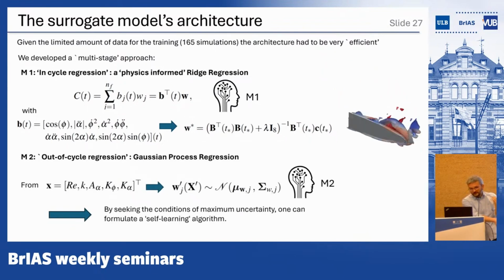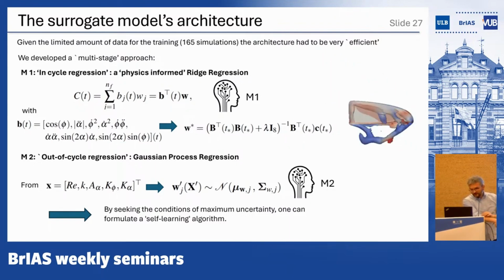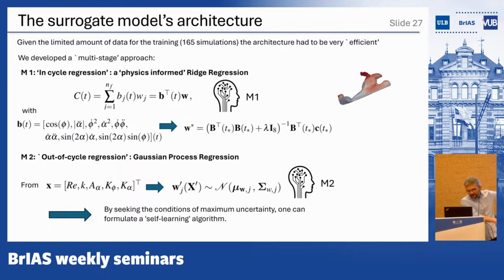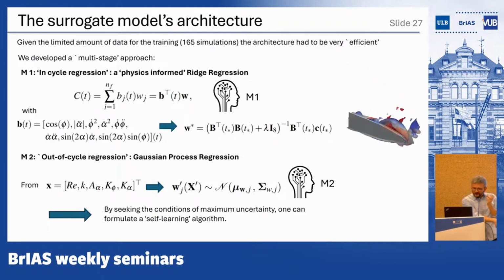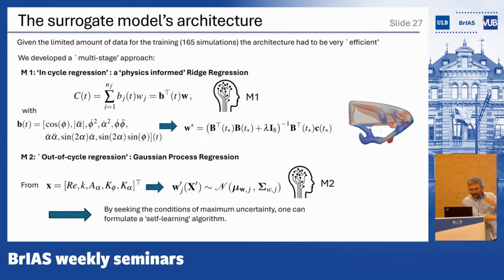And now Mr. M2 has to predict the coefficients of the first guy from other conditions such as Reynolds number and other dimensionless parameters that define how aggressively you are flapping or not. And now for this M2, we use a Gaussian process regression, which is a very standard tool in machine learning, which has the cool advantage of giving you also a reasonable guess for the uncertainties. And these uncertainties can be propagated to Mr. M1 quite easily because Mr. M1 is linear.